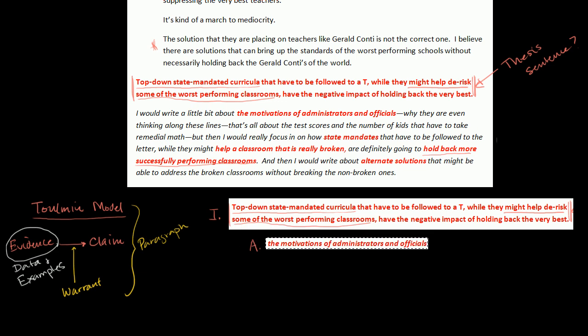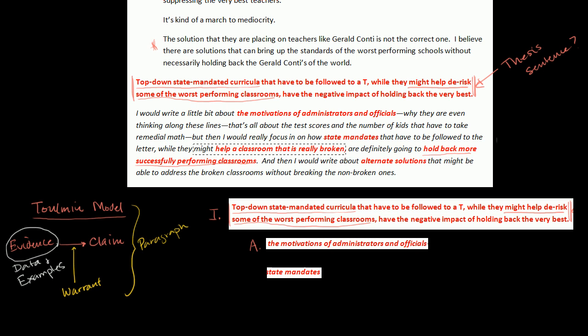Then we have one that says state mandates might help a classroom that's really broken. Might help. So that would be B. I should have probably made that red. I'll put both of them here. State mandates. There you go. I'll copy and paste that. I'm going to leave some space because this is going to be different. I'll change it later. State mandates might help a classroom that is really broken.